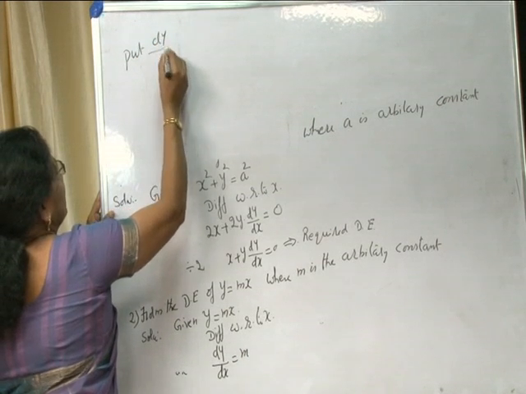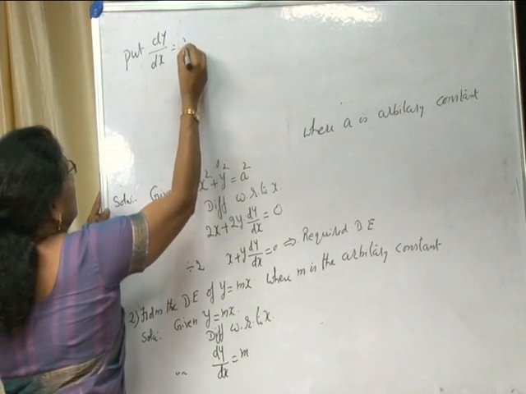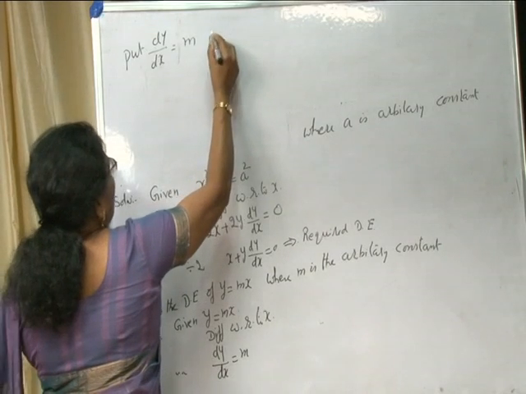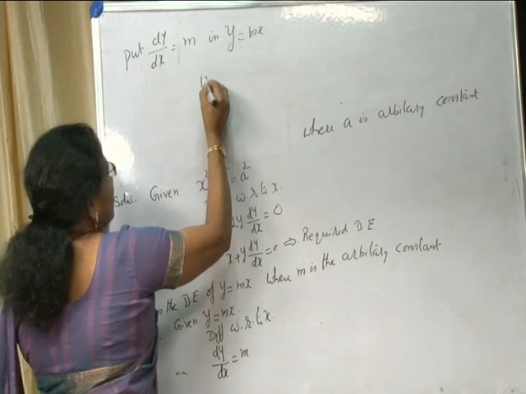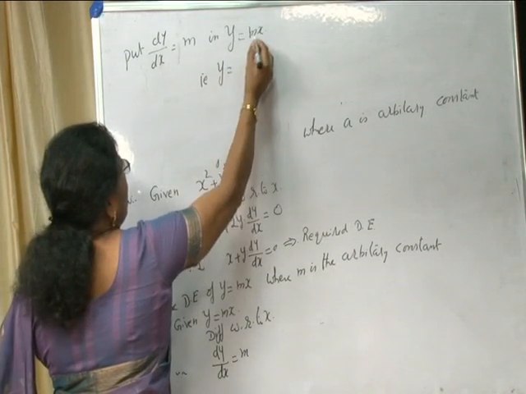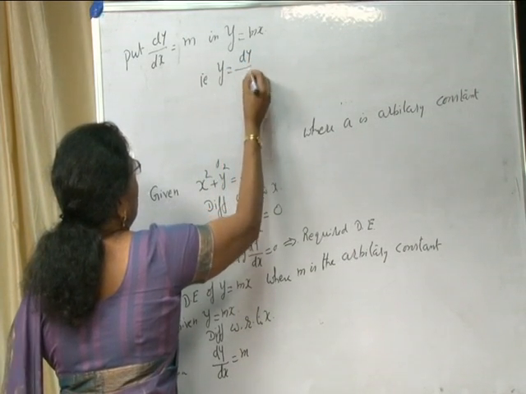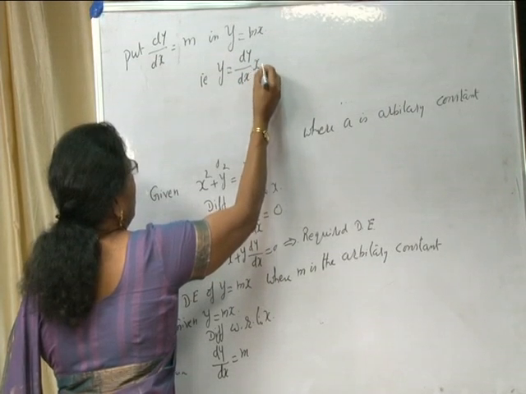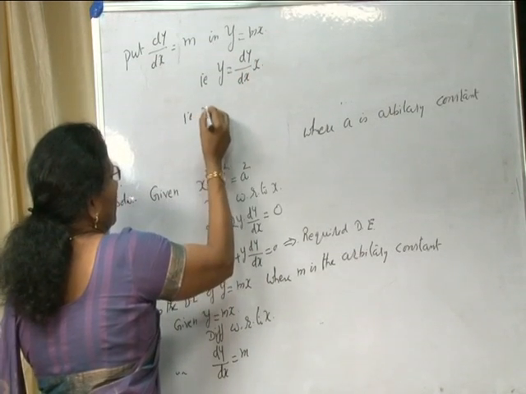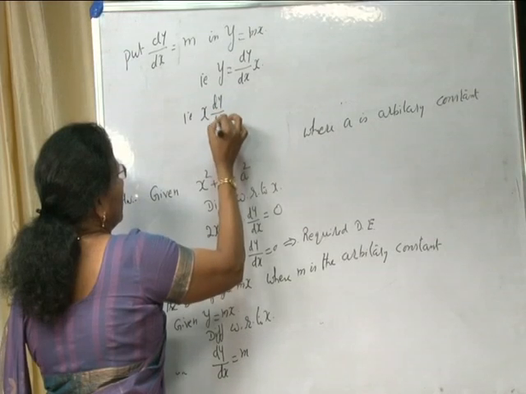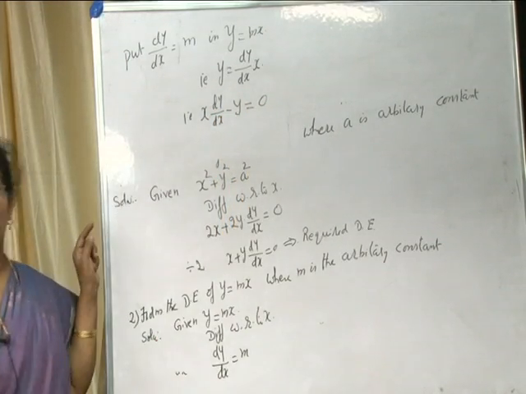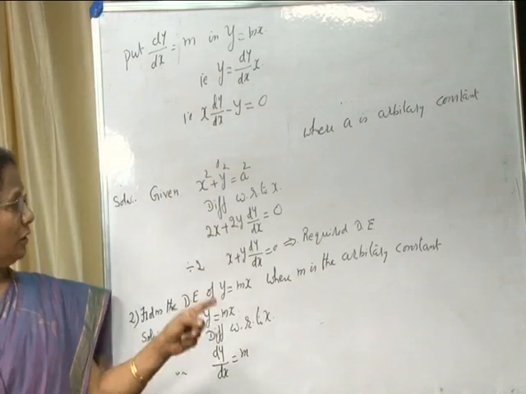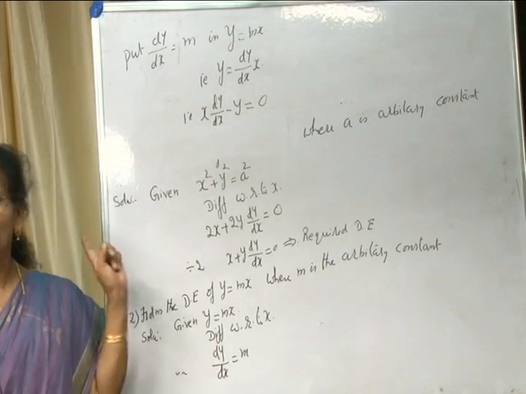dy by dx is equal to m. In the given equation y is equal to mx, in the place of m, we write dy by dx, so y is equal to x into dy by dx. That is x dy by dx minus y is equal to 0. This is the differential equation of the given y is equal to mx.